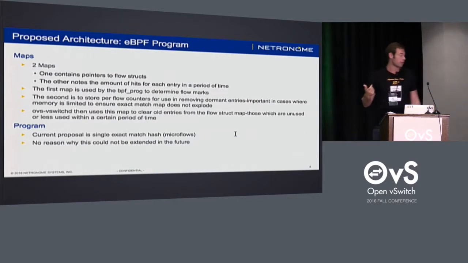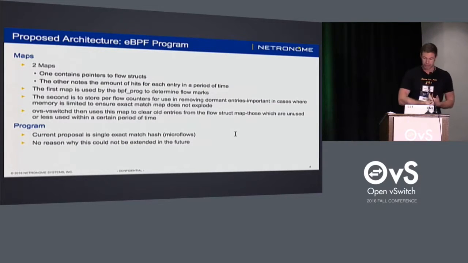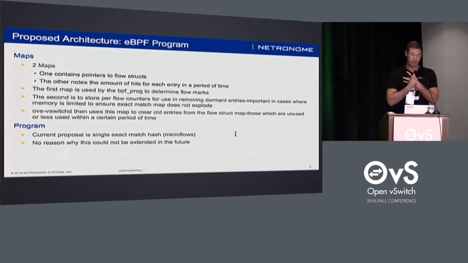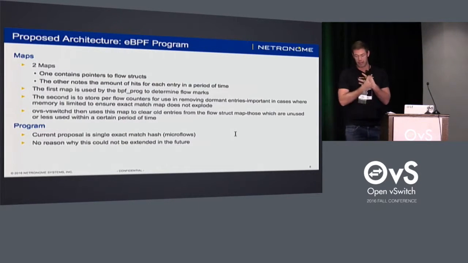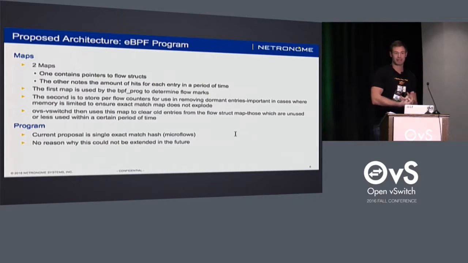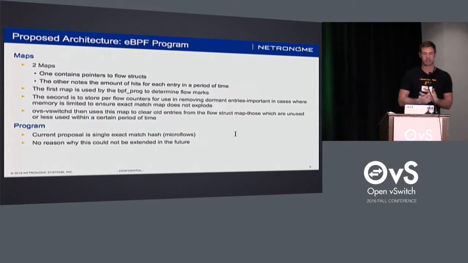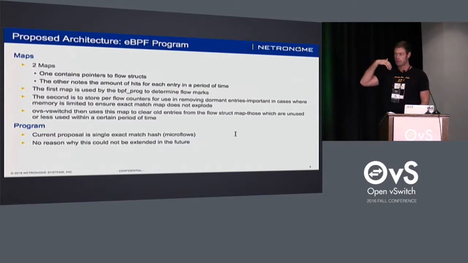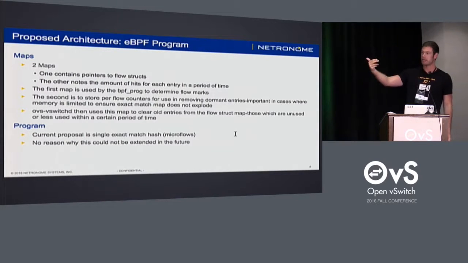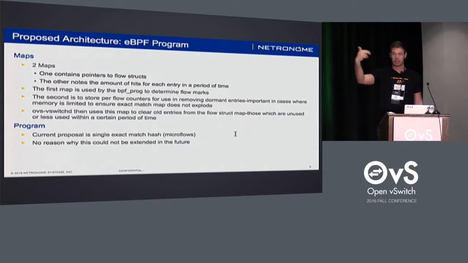So the eBPF program would be very simple. Two maps: one containing the pointers to the flow structures, the other one just noting the amount of hits for each entry in a period of time. That period of time is not something I have actually defined yet. This needs some work, but it's purely to say we can monitor how many times flows are getting hit so that we can use that as a mechanism to clear the flows.